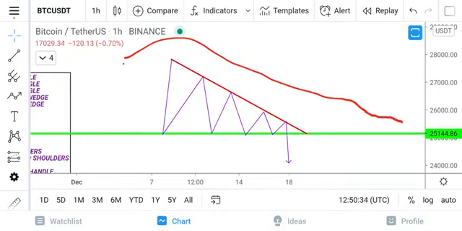For you to be more successful with this chart pattern, trade it in a downtrend. Let's say this red line I just drew is a moving average. You have to trade it when the price is below the 200 period moving average, or any one of the moving averages. That's a downtrend.